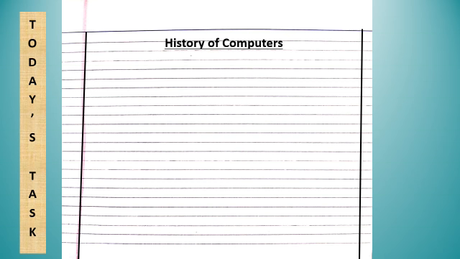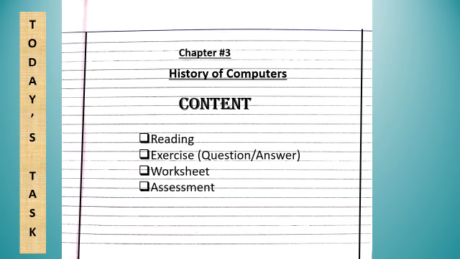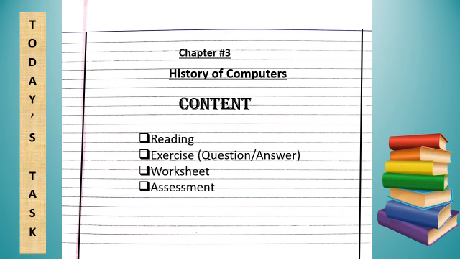So this is your notebook, and on the blank page you will draw the title page of chapter number 3, and on the lining page you will write the content of the unit. In content these things are included: reading, exercise, worksheet, assessment. So I hope this is now clear.